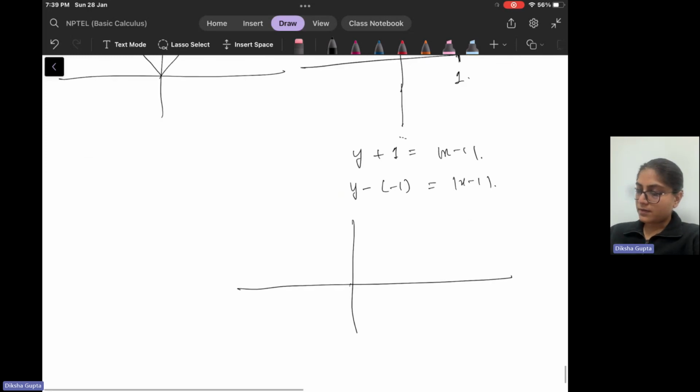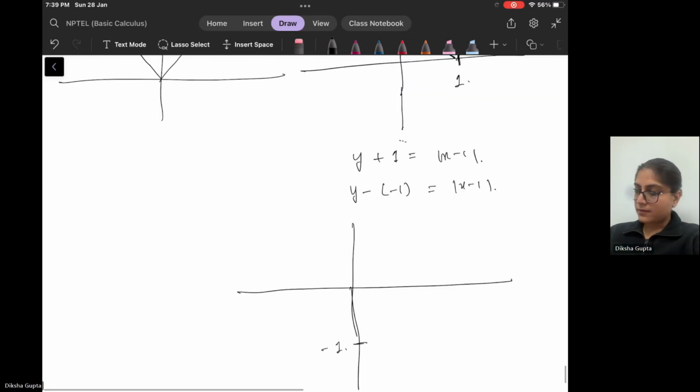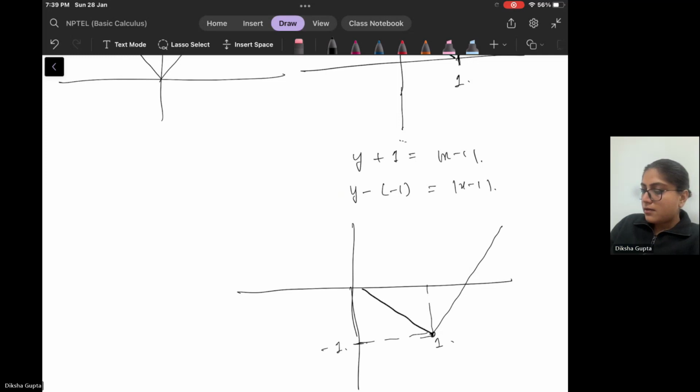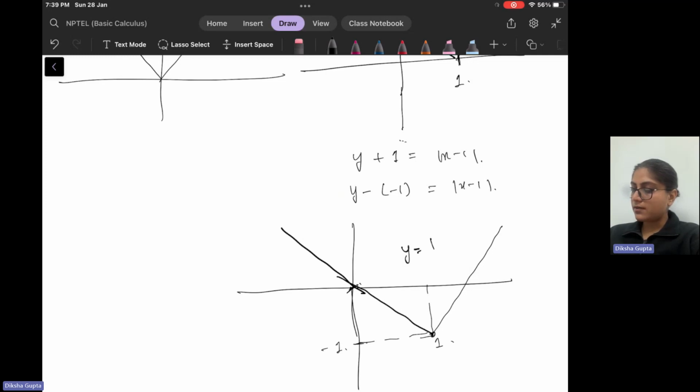So if this is minus 1, this is 1. So it will shift the graph here. And for x equals 0, y equals to 0. So it will pass through 0, 0. So this is the final graph of y equals 1 minus |x − 1|.